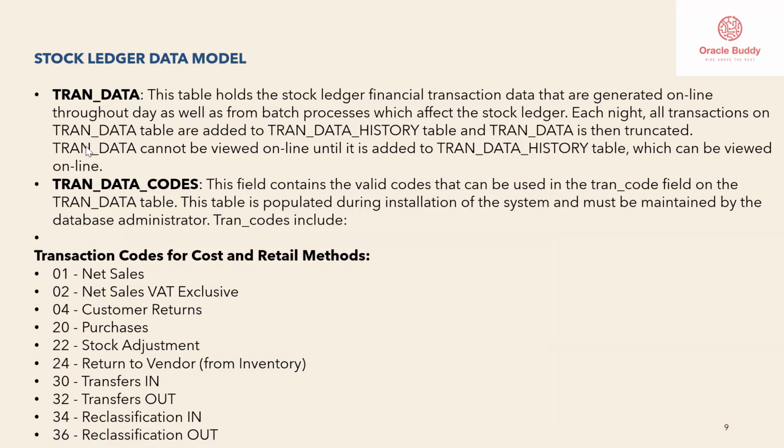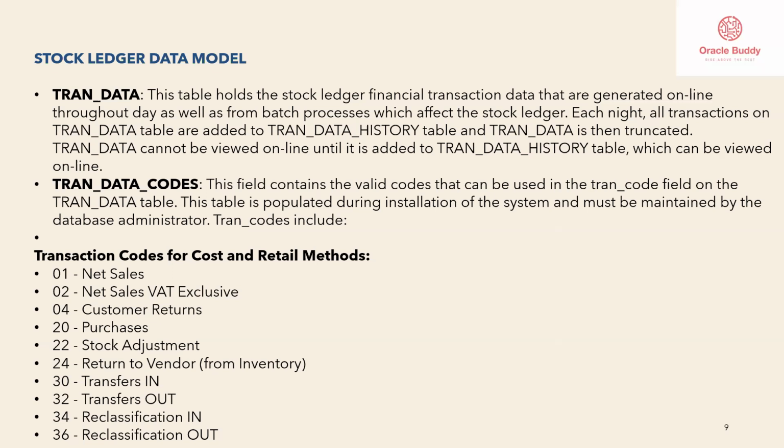Now let's discuss the important stock ledger tables. The first one is the trend data view. This view holds the stock ledger financial transaction data that is generated online throughout the day. Each night, all the transactions on the trend data table are added to the trend data history table, and trend data is then truncated.